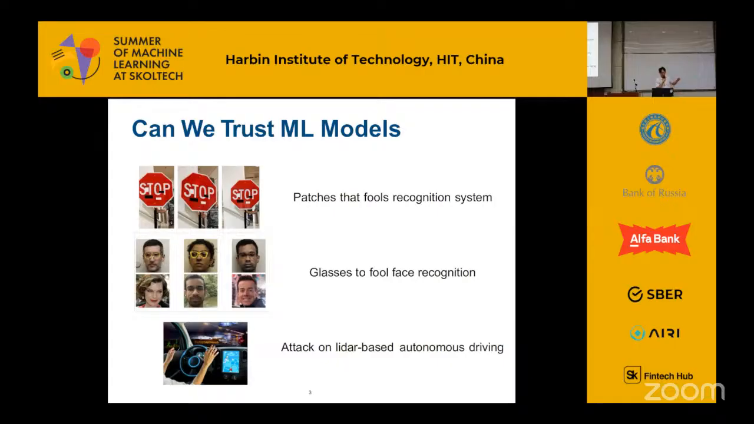The second example is glasses that fool face recognition. It is a kind of attack more elegant than the first one. The first one needs ugly patches, but the second one only needs a specific person to wear very specific glasses, using the texture on the glasses to influence the face recognition system so that it cannot identify who has gained access into the room. The third one is the attack on LiDAR-based autonomous driving.